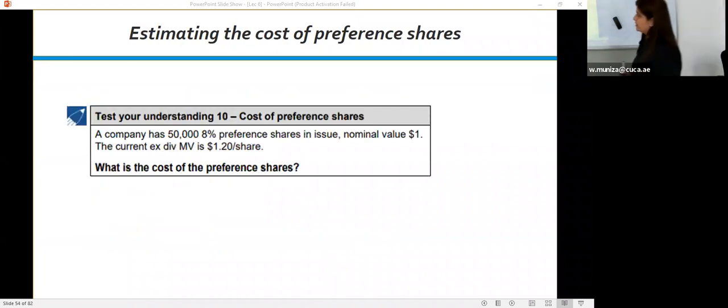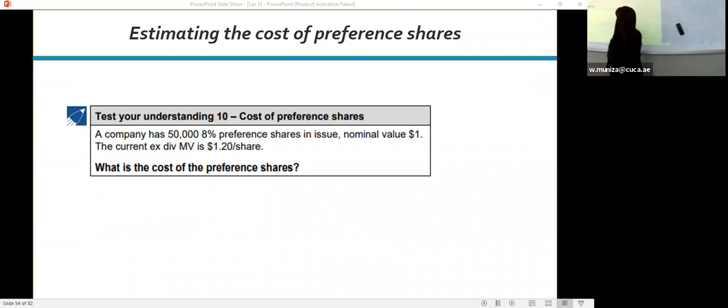Now here is Understanding number 10, students. What is the cost of the preference shares? What is the formula, student? KP is equal to D over P0. Very good. Where P0 is the ex-dividend market price. The company has 50,000 8% preference shares in issue. So over here, D would be how much? 8%. Is it? 8% on the nominal value.